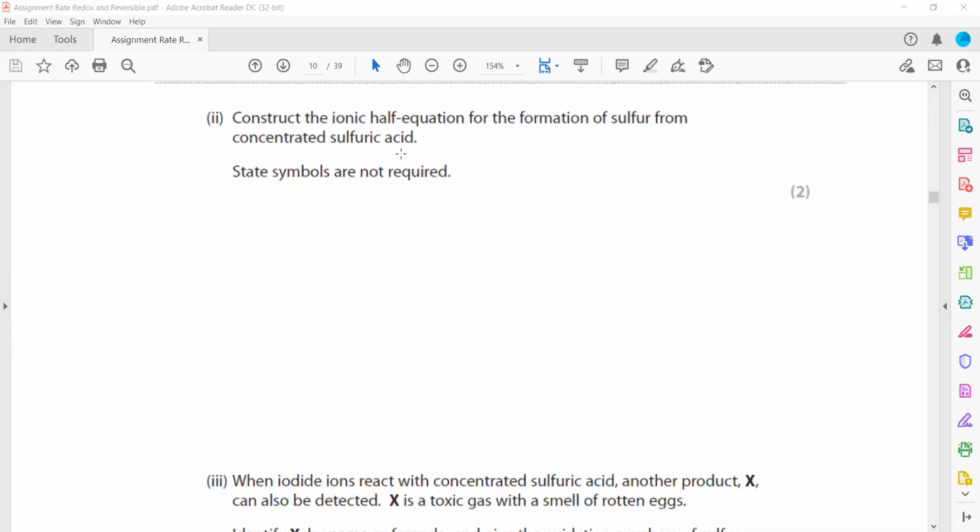Then construct the ionic half equation for formation of sulfur from sulfuric acid. Now we have to construct this equation and they give you the reactant and product. So sulfuric acid is there. What is the formula for sulfuric acid? Sulfuric acid is H2SO4. And as a result, it forms sulfur. Now, as we already discussed, if we want to write a balanced equation and balance oxygen, we add water molecules. On the left hand side, I have 4 oxygen. So how many water molecules should I add? I will add 4 water molecules. So 4 H2O I added on the right hand side.